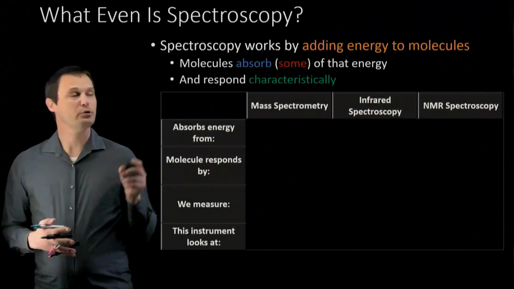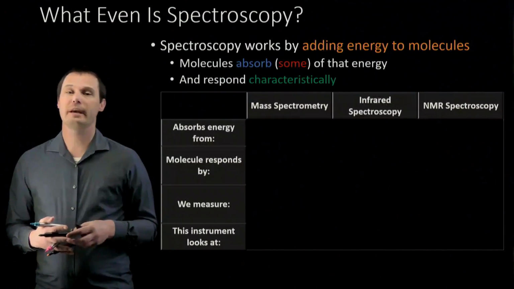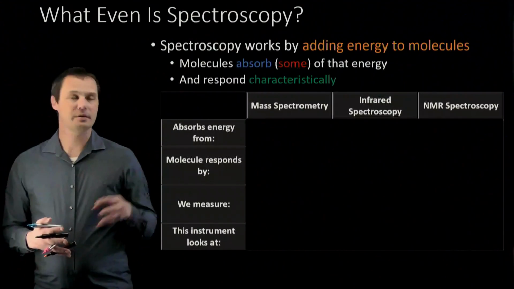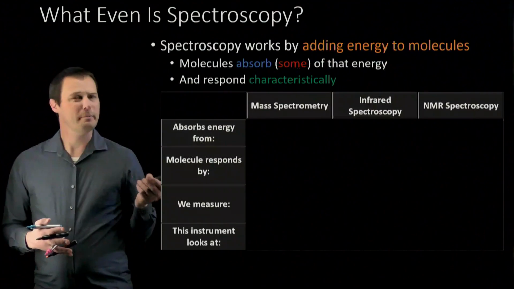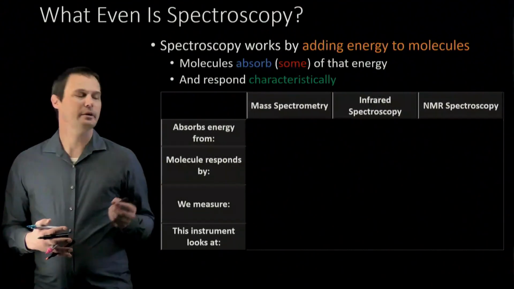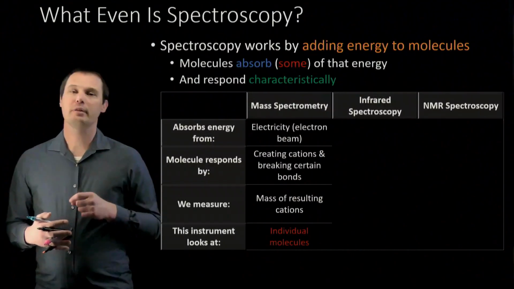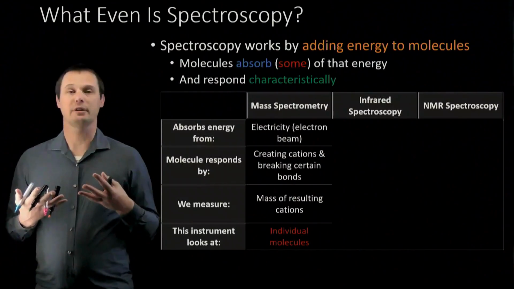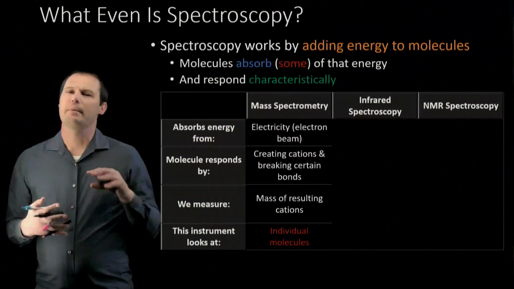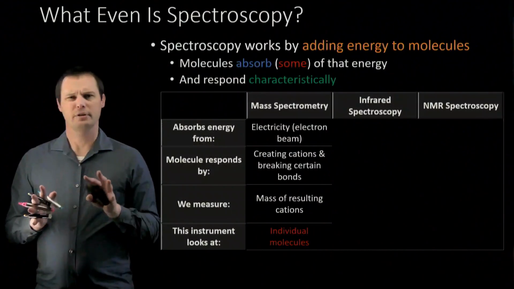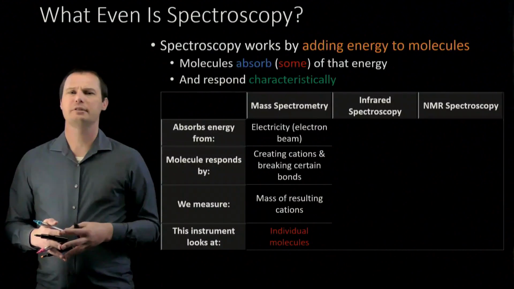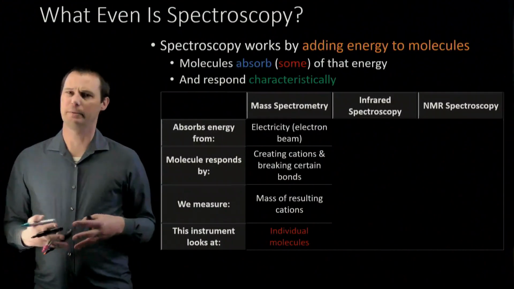For each spectroscopic tool, we want to know how it absorbs the energy. What does it absorb the energy from? How does the molecule respond? What do we measure when we run this type of instrument, and what does this instrument look at? So for mass spectrometry, the molecule absorbs energy from electricity, from an electron beam, most of the time. There are certainly other ways to do mass spec. I'm just going to talk about the main, prototypical version of mass spec, but certainly there are others.